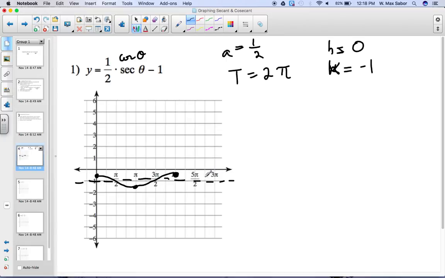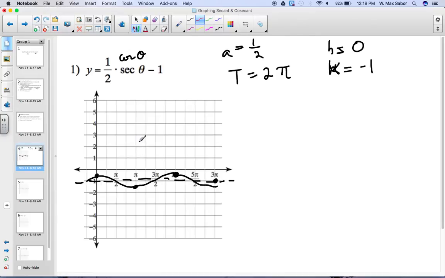And then we can repeat this process. Another pi later will be another equilibrium point. I'm sorry, it'll be a minimum because this is cosine. So now we have graphed all of 1/2 cosine of theta minus 1.